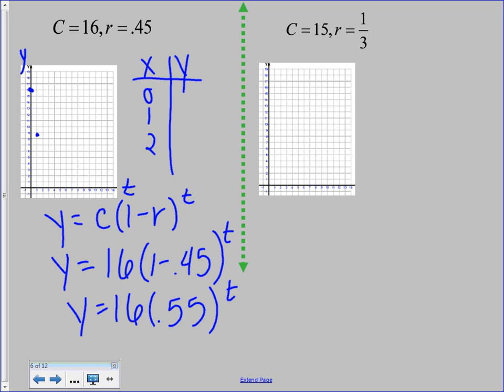For that second one, instead of just listening to me blabber, I really suggest that you type this into your calculator yourselves as well, to make sure you're doing things right. So when you plug in 2, you get 4.84. So I'm going over 2 and almost all the way up to 5. Then when you plug in 3 for t, you get 2.662. So I'm going over 3 and up 2 and about 2/3.